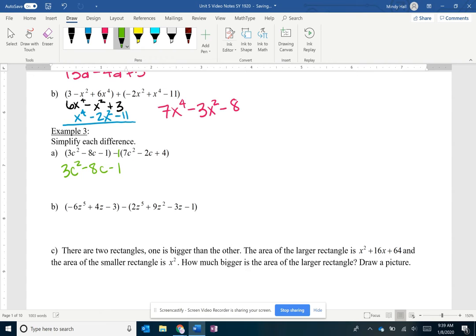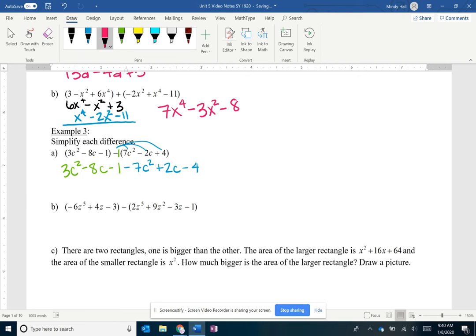So everything in that first one gets to stay exactly the same, but then all of the signs in the second one will change because negative 1 times 7 makes it negative 7. Negative 1 times negative 2 makes it a positive 2, and negative 1 times 4 makes it a negative 4. So this is going to be minus 7c squared plus 2c minus 4.